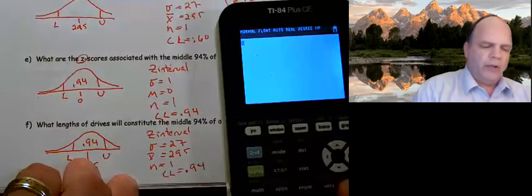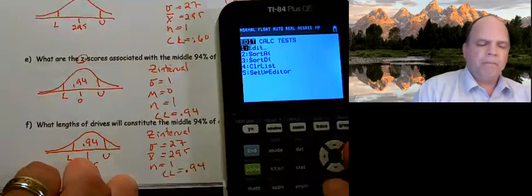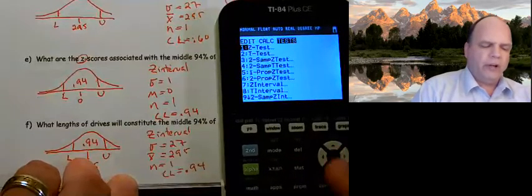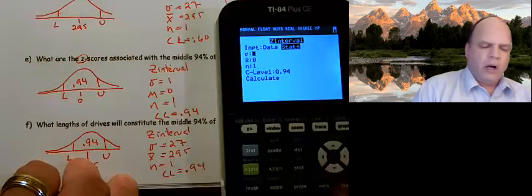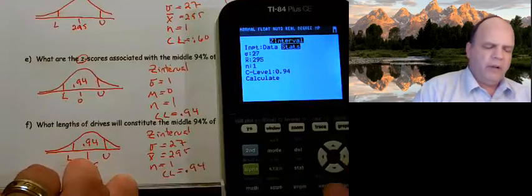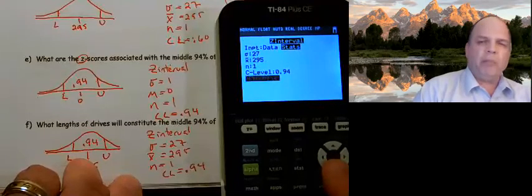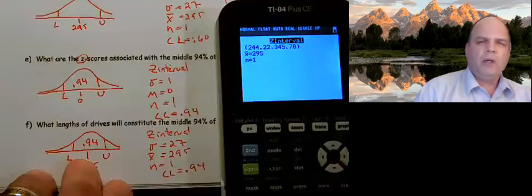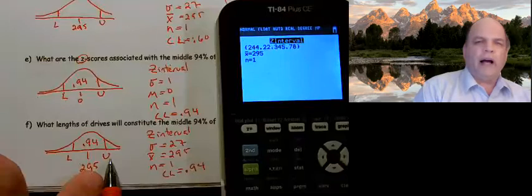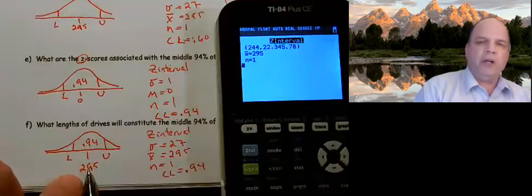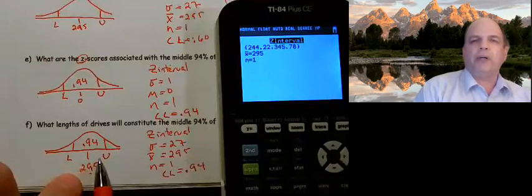So here we go. We're going to rerun this thing. Stat, arrow over to test, drop down to number 7 for z interval. Our standard deviation is 27. Our mean is 295. Our sample size is 1, and our confidence level we can leave at the 0.94. And we get 244.22 and 345, and that 295 is right in the middle. 244 is below it, 345 is above it, so that looks pretty good to me.